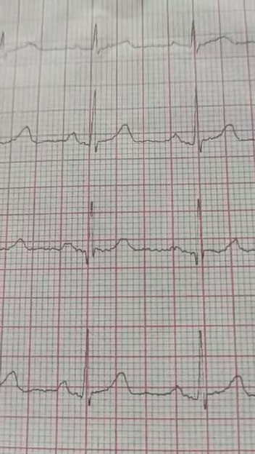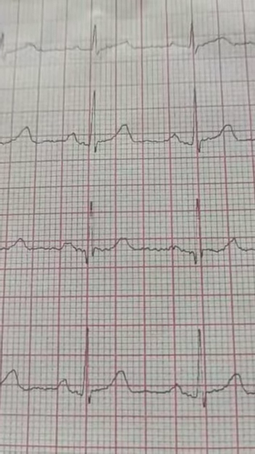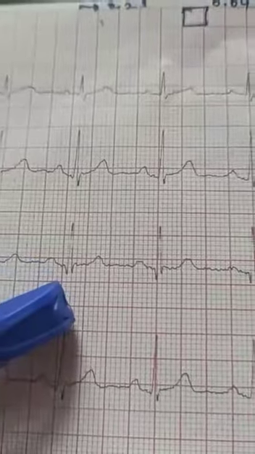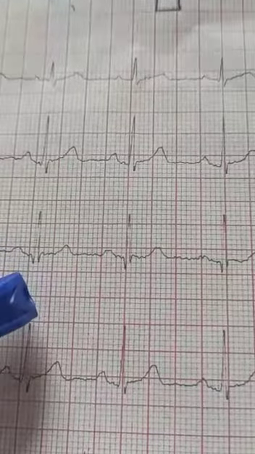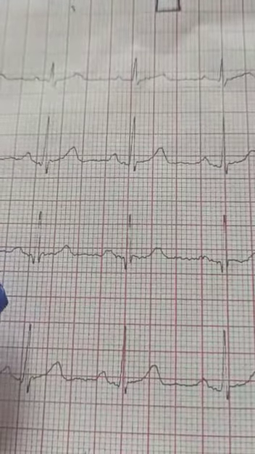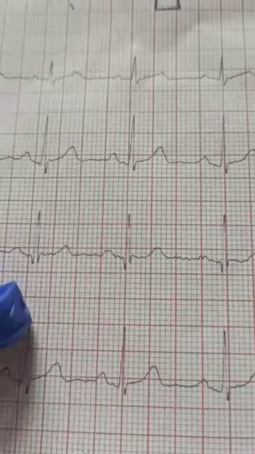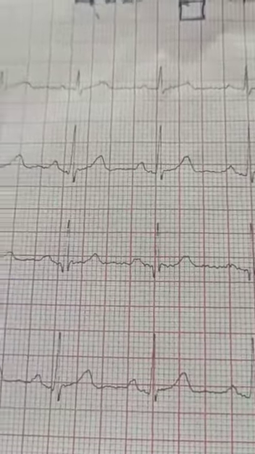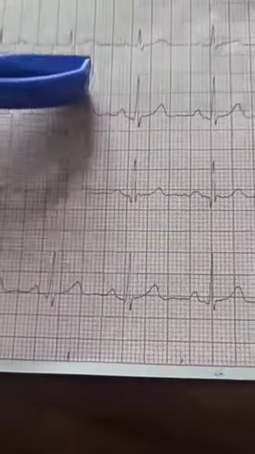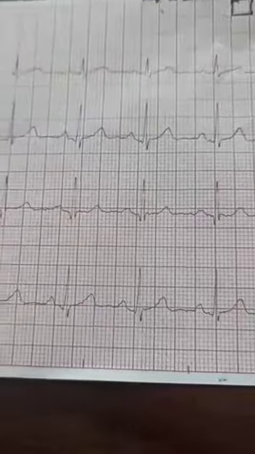Now you can see the ECG. So this is the thermosensitive wax coated standard graph paper, which is divided into 1 millimeter squares. Now this horizontal axis represents the time in seconds, and the vertical axis represents voltage.